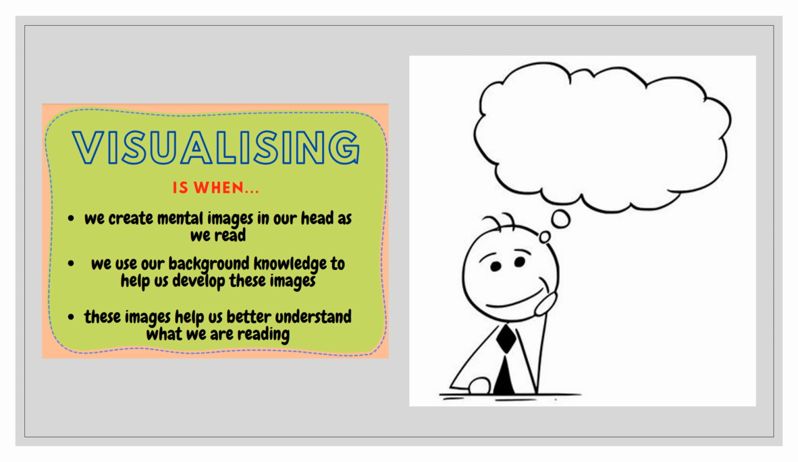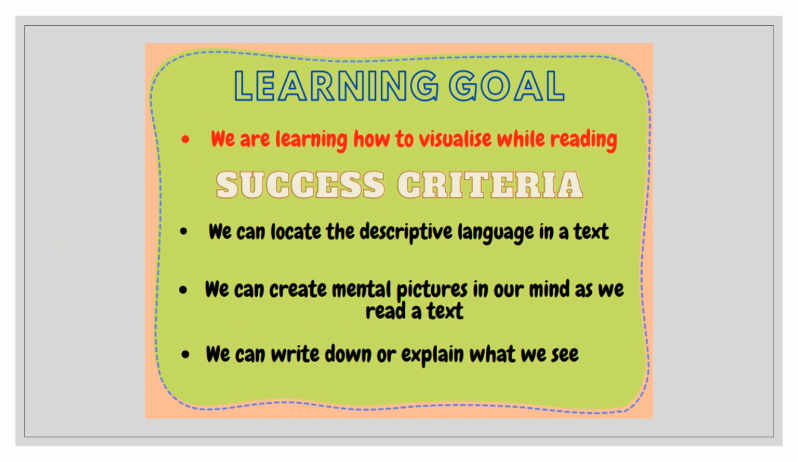Visualizing is when we create mental images in our head as we read. We use our background knowledge to help us develop these images, and these images help us better understand what we are reading. Our learning goal for this week: we are learning how to visualize while reading. Our success criteria: we can locate the descriptive language in a text, we can create mental pictures in our mind as we read a text, and we can write down or explain what we see.